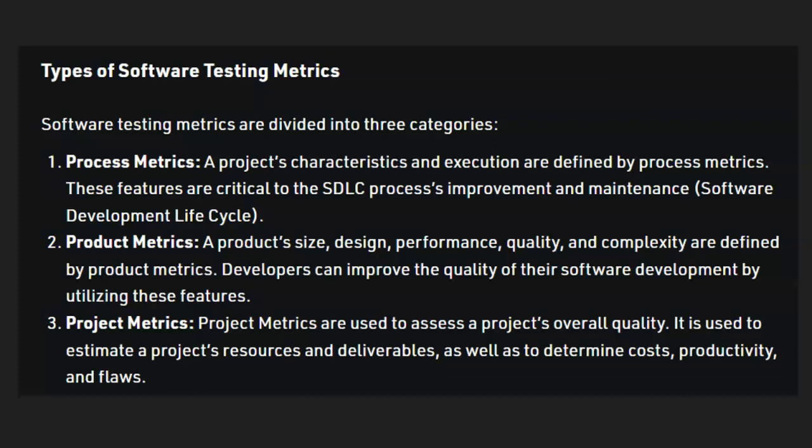Process matrices. A project's characteristics and executions are defined by process matrices. These features are critical to the SDLC process improvement and maintenance. SDLC means Software Development Lifecycle.